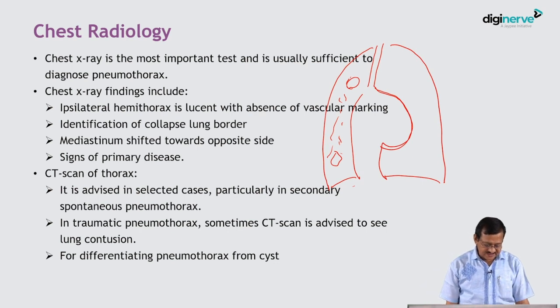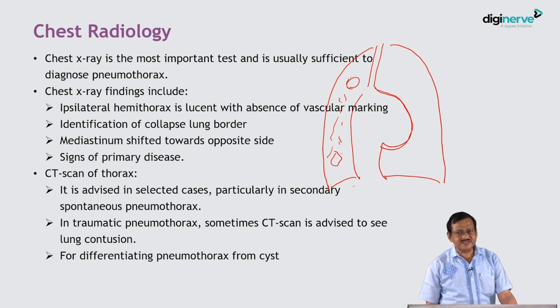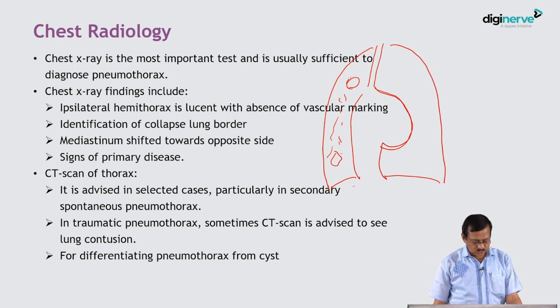CT scan. CT scan is advised in selective cases, particularly in secondary pneumothorax, to look at the underlying lung disease like COPD, cavity, tuberculosis, etc. In traumatic pneumothorax, sometimes CT scan is useful to look at the lung contusion. And CT scan is sometimes useful for differential diagnosis of pneumothorax from a cyst.